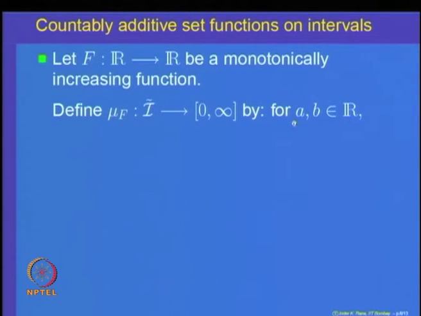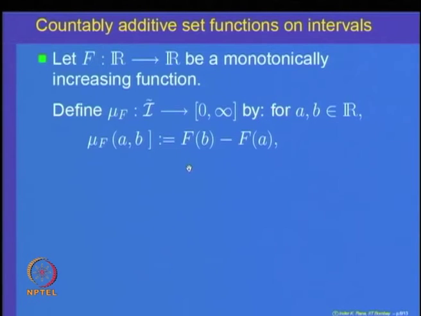For any two real numbers a and b, we want to define what is mu f of the left open right closed interval (a, b]. This is the property that has to be satisfied by f, so that itself gives us the defining property of the set function mu. So, mu f of the left open right closed interval is defined as the difference f of b minus f of a, for all real numbers a and b. And now the question comes, what happens if b is equal to plus infinity or a is equal to minus infinity or both of them.